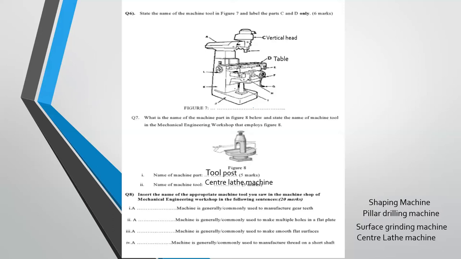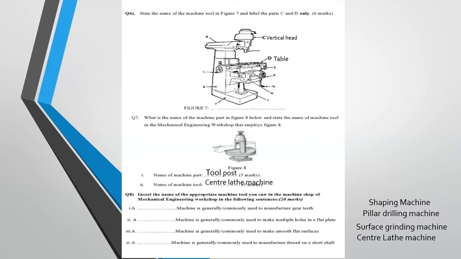The last one is a machine generally used to manufacture threads on a short shaft. So for us to manufacture threads on a shaft, then we need what? A center lathe machine, through some processes like facing and turning to form threads on the shaft. So these are the best machines that can do all these functions for us.